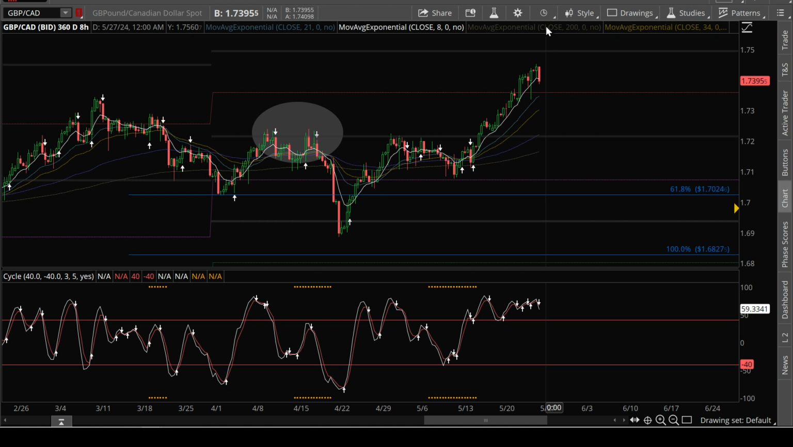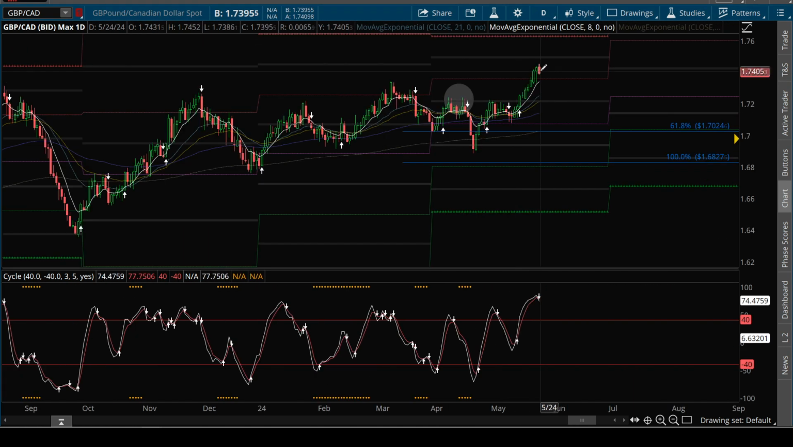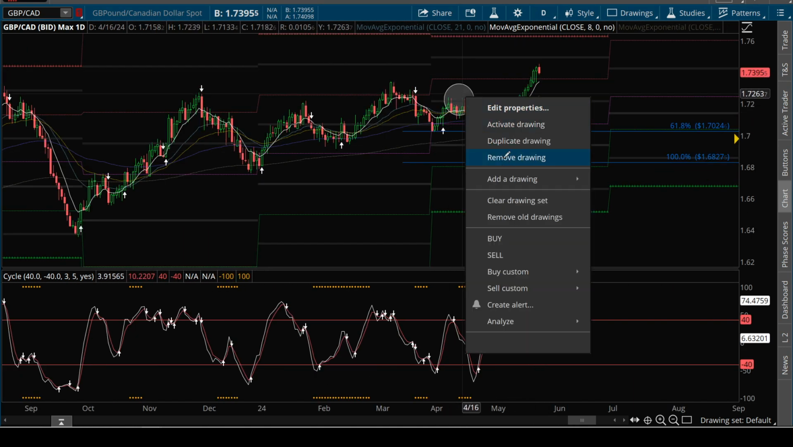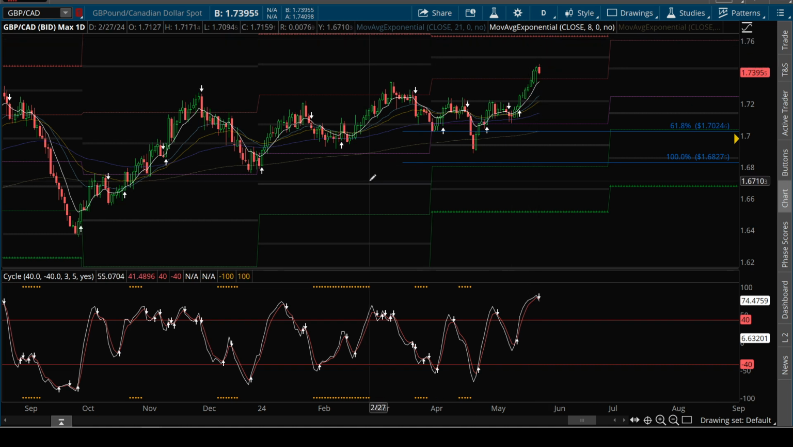Pound CAD. Same thing. You're ripping on up. You're going to continue, but you don't want to buy this. You're not selling it. You're looking for pullbacks.